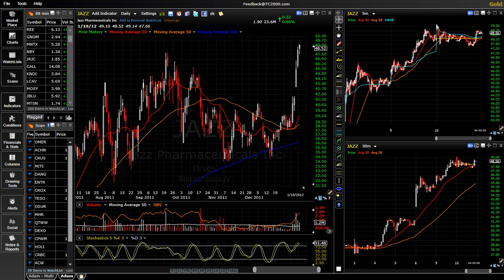The idea here is to look for parabolic moves. A parabolic move is a move that's straight up. A parabola is pretty much a big U shape. So what we like to see is a big straight move up. The idea here is that nothing can run up forever. Sooner or later it's going to have to move in the other direction.